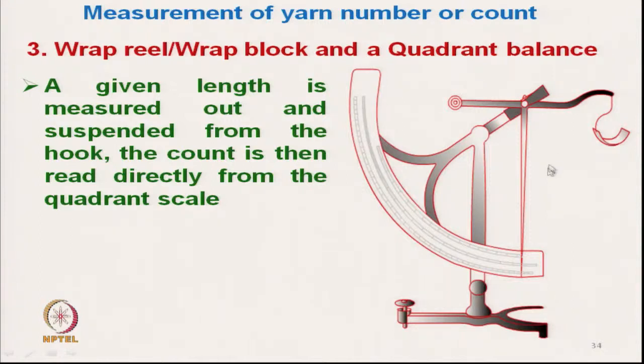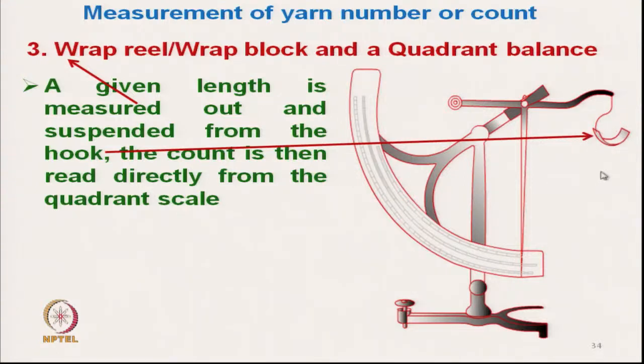For yarn, it is 120 yards, and a given length is measured out using the wrap reel. We can use either a wrap reel, or a wrap block for sliver and roving. If it is yarn, we use the wrap reel, and after measuring that specified length, it is suspended from the hook. This is the hook. So the yarn of specific length is measured using a wrap reel or wrap block, and then it is suspended from the hook.